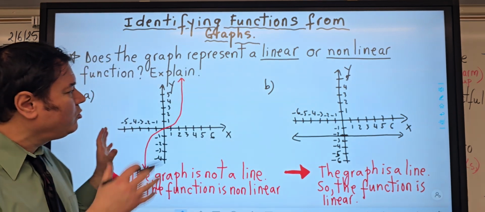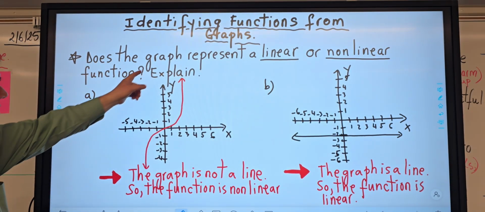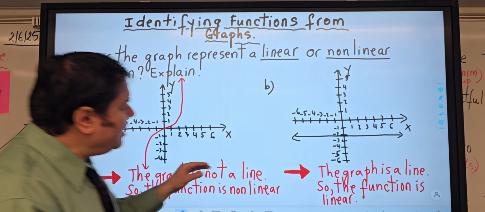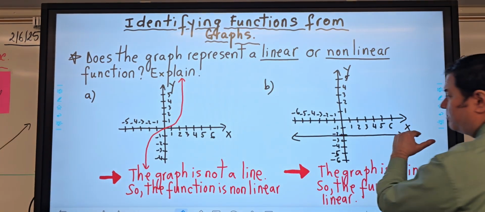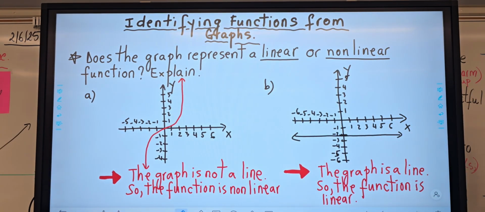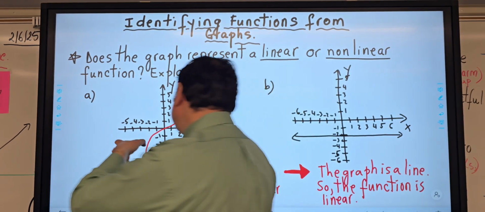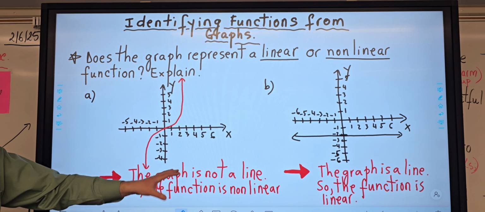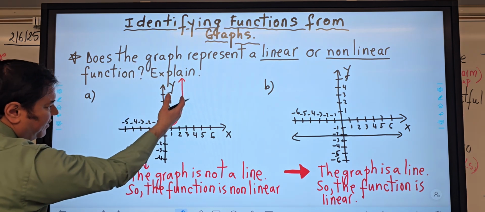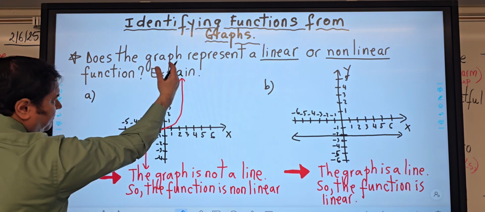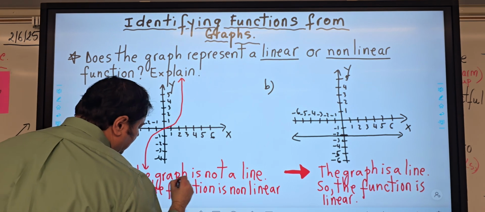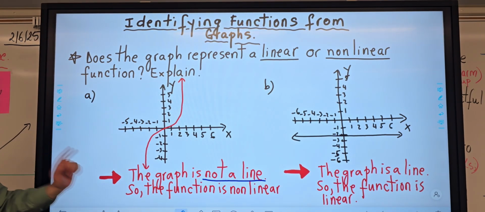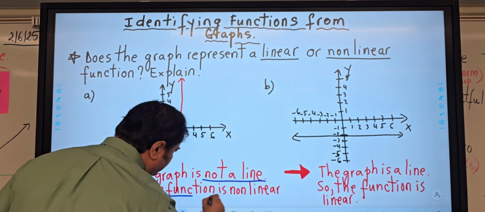So here we have two different graphs. In this graph we have this curvy line, and here we have a straight line that goes horizontally through -2, right? So now we can see here, just by looking at the graph as a visual, the graph is not a line because we have a curvy shape, right? Not a line. So because this is not a line, the function is not linear.